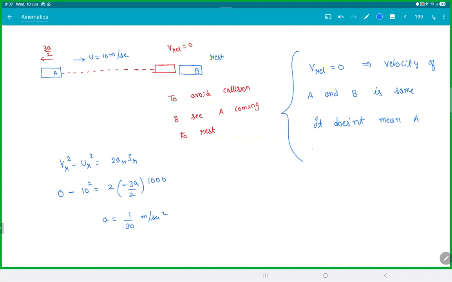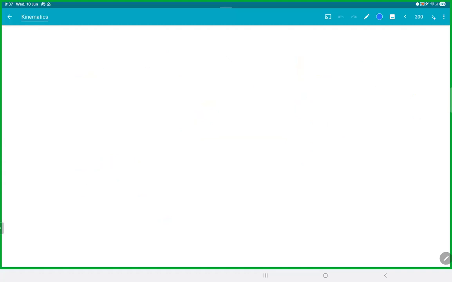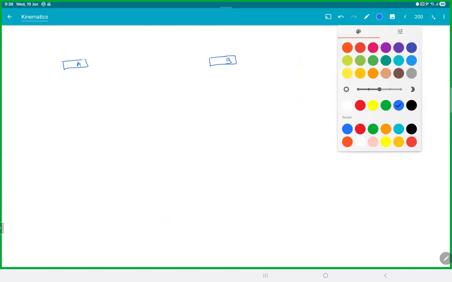It doesn't mean A is at rest. Suppose you want to do this problem in the ground frame, do you know how? I'll just give you an idea and you'll see how lengthy it is. Initially A is here, B is somewhere here. So we have to start like this.